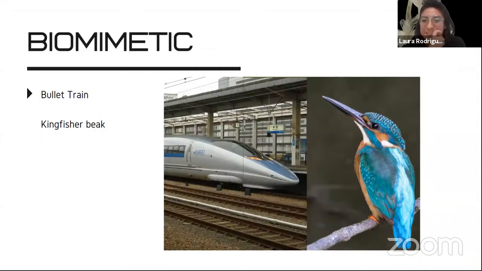Okay, so yeah, for sure, this is a very high speed train. And the problem when it was designed is that these high speed trains move the air so fast and so much that it makes a lot of vibration, and they were super noisy.